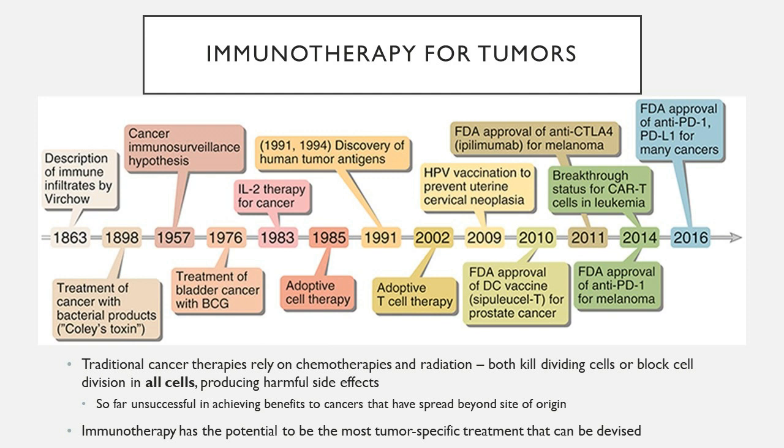Immunotherapies, on the other hand, aim to target the specificity of our natural immune system's ability to fight off cancer. So it has the potential to be the most tumor-specific treatment that could be devised. This timeline discusses some of the novel therapies that we're going to be talking about later in this chapter, including monoclonal antibody therapies that target the inhibitory mechanisms, the checkpoint blockades, like anti-CTLA4 and anti-PD-1. They also talk about the CAR T-cell therapies and some of their breakthroughs.